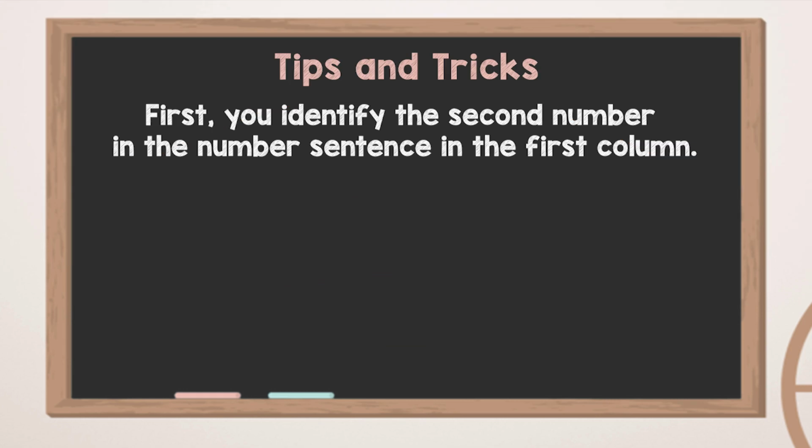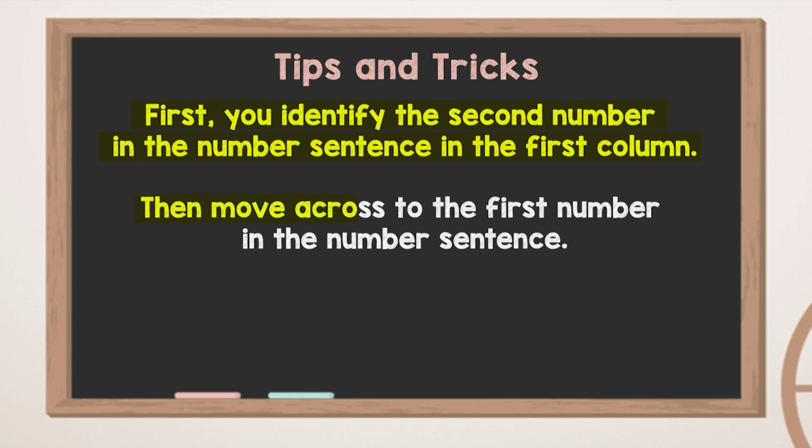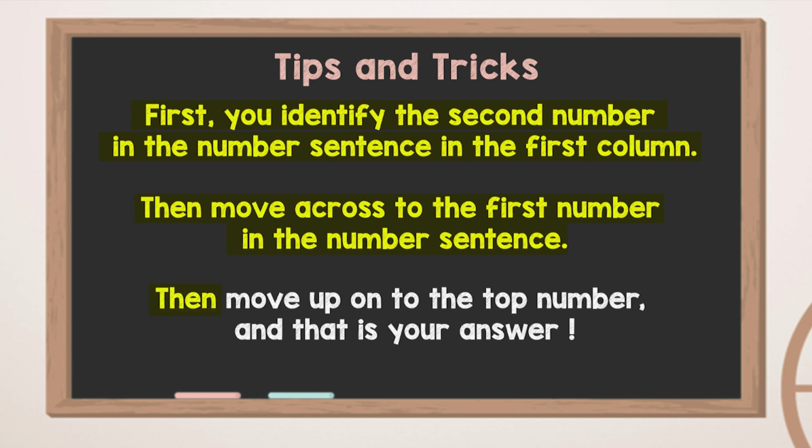Let's see how it works. Firstly, you have to identify the second number. Remember, when we were multiplying, we identified the first number. So it's division, the opposite. So we identify the second number in the number sentence in the first column. Then we move across to the first number in the number sentence. Then you move up to the top number, and that is your answer.